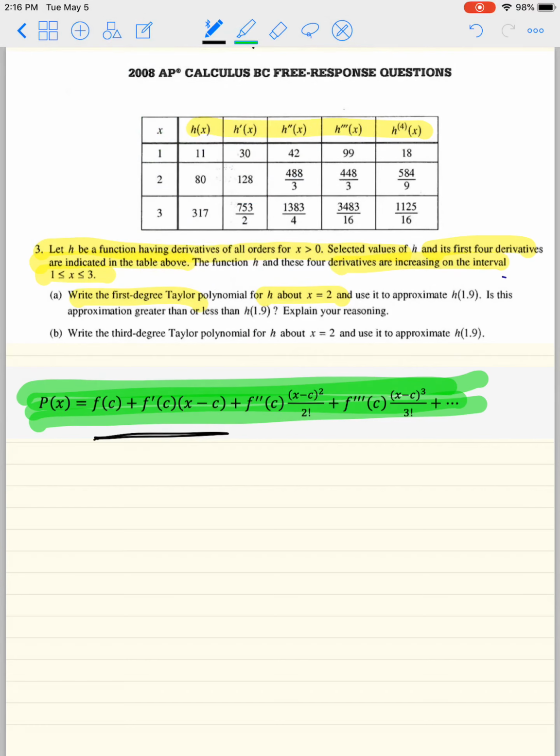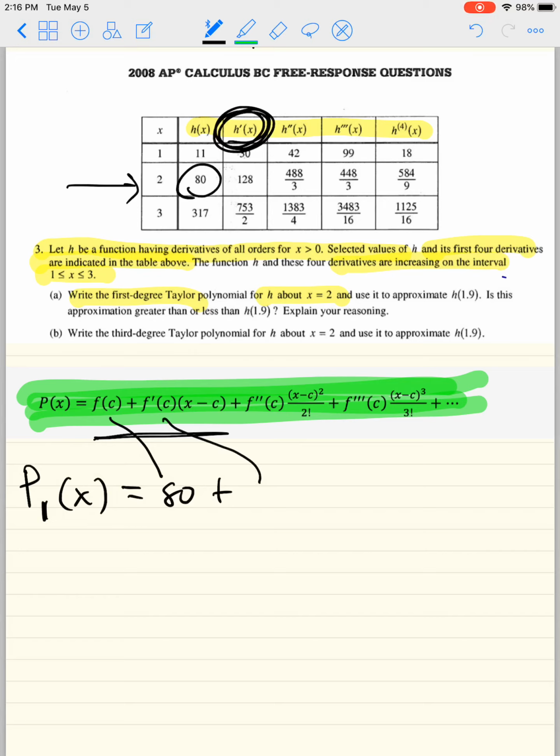All right, so P1 of x, that's indicating that I'm only going to do first degree. Because I'm using about x equals 2, I go right there. This guy here is 80. The next one, I need the derivative, which is this guy right here. That's 128. And then x minus c, since it's about x equals 2, that's how I do that. And then you guys are done. How simple. Now we're going to use it to approximate h of 1.9.